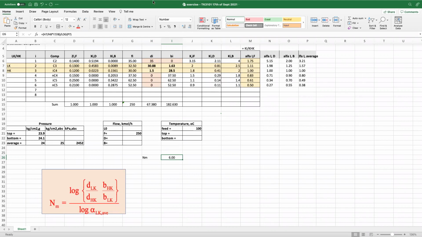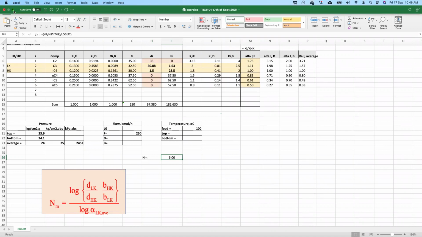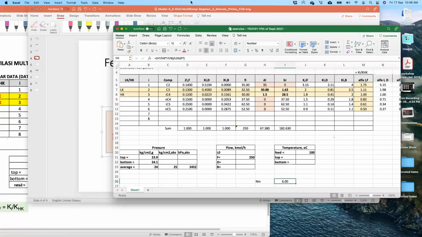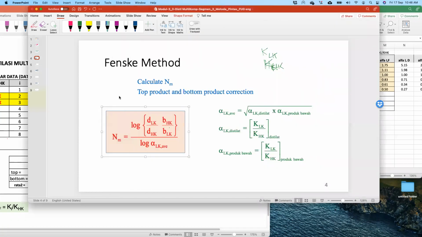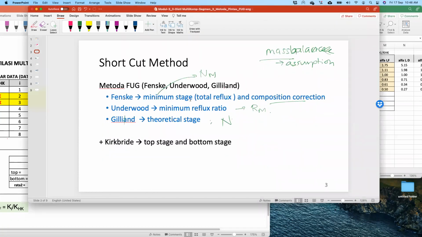Of course this is going to be recorded, so maybe on Friday night I'm going to start uploading to YouTube and then put it into EduNex, so you can have a look. The next steps: I promised here that Fenske is to find the minimum stage NM, the total reflux, which I got. The second one is the composition correction. How to get that?